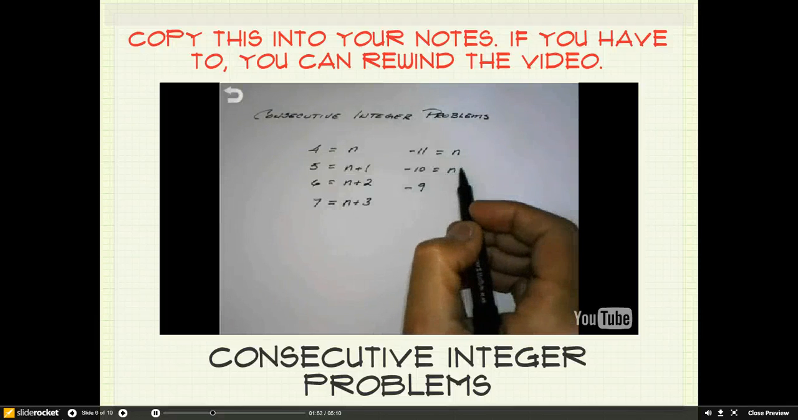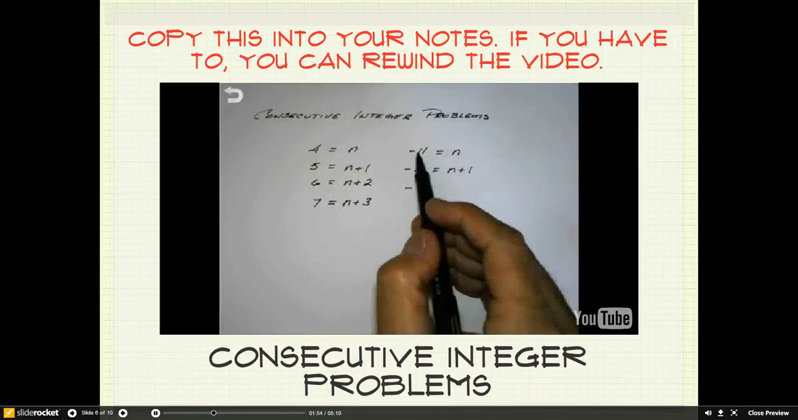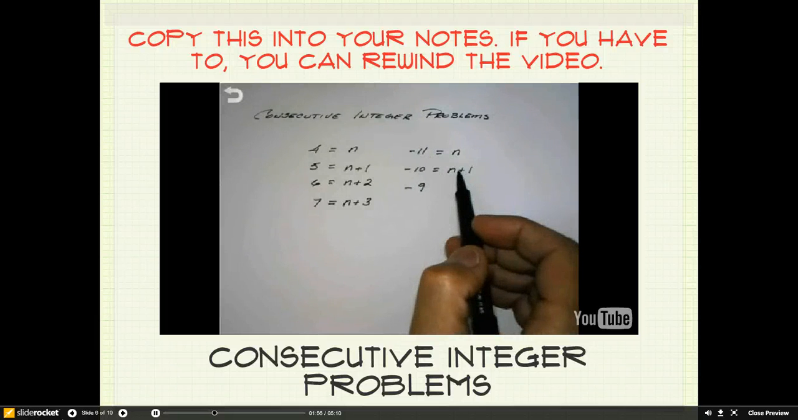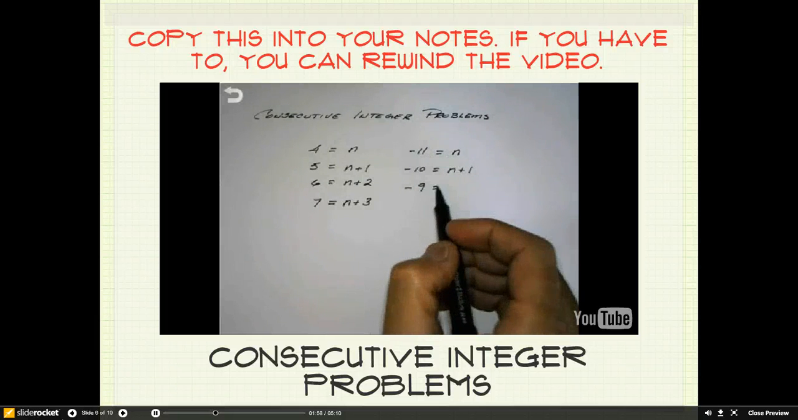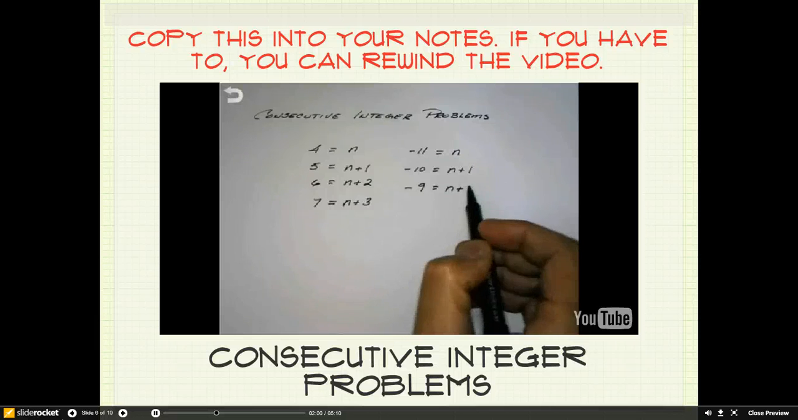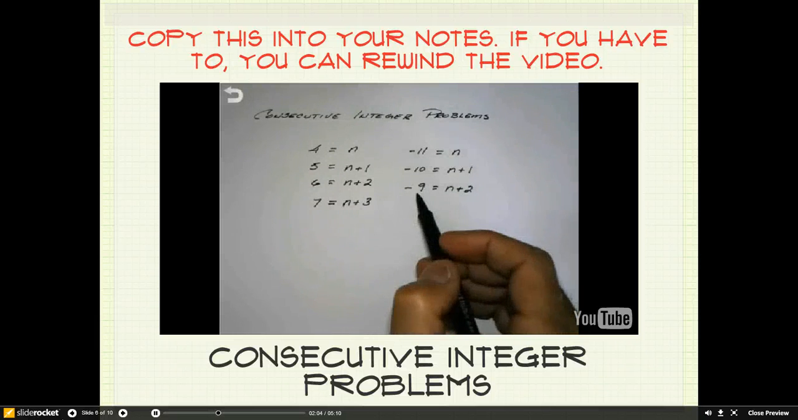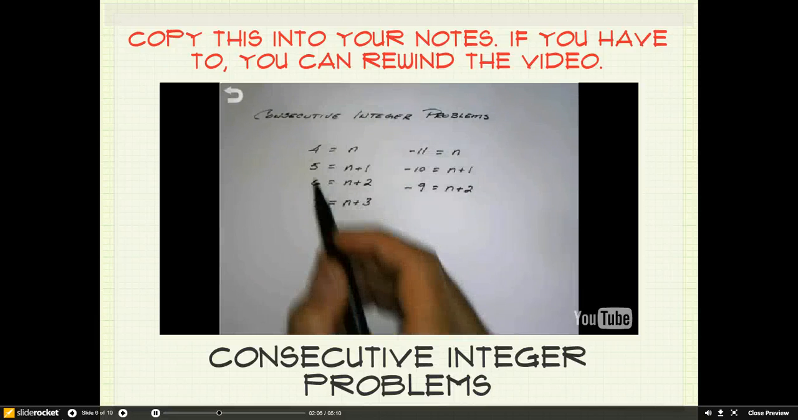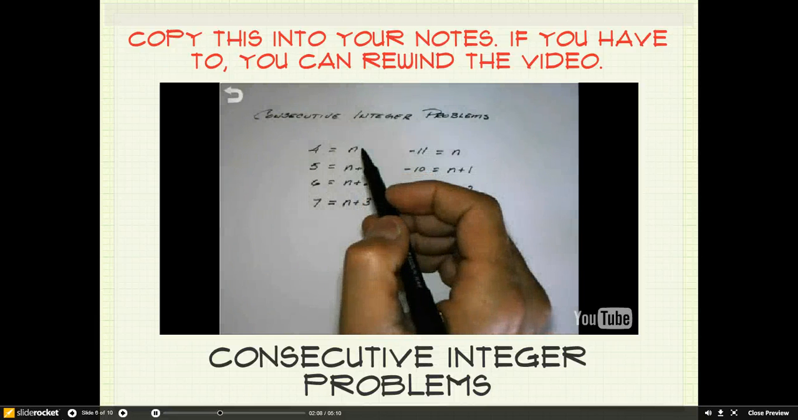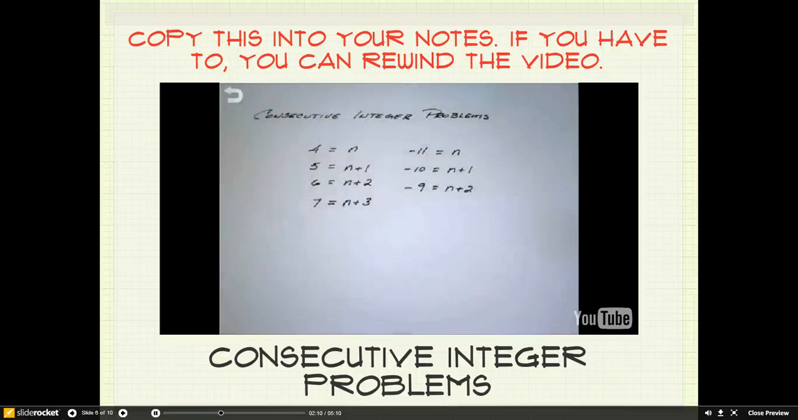What would n plus 1 be? What is negative 11 plus 1? Yeah, it's negative 10. And what would n plus 2 be? Again, negative 11 plus 2 is negative 9. So I'm going to use this kind of logic as we go in to solve some problems like this. Let's look at a problem.